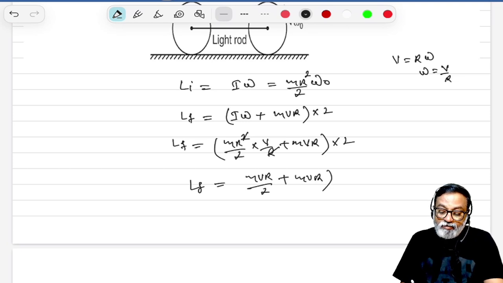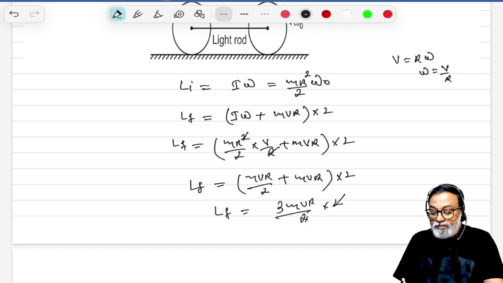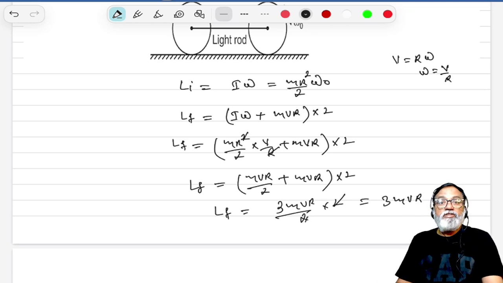plus mvr, into 2. L final is equal to 3 mvr by 2 into 2. The 2 gets cancelled. This becomes 3 mvr. This is the final angular momentum.